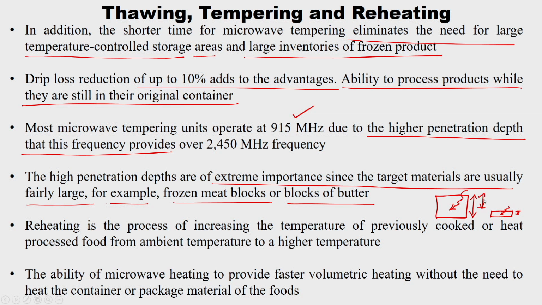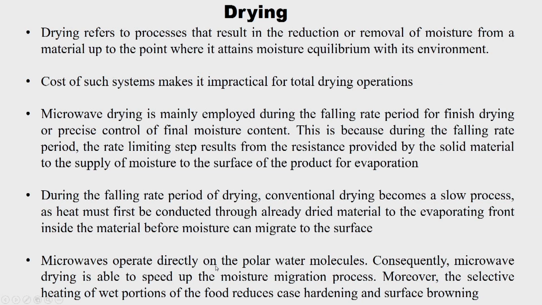Okay. So, reheating is the process of increasing the temperature of previously cooked food. You are used to this. At home we keep cooked food in the microwave oven and get it reheated. The ability of microwave heating to provide faster volumetric heating without the need to heat the container or packaging material of the foods is one of the main advantages. And in the drying phenomena, it is also very much important.